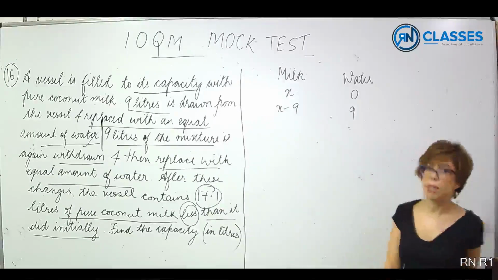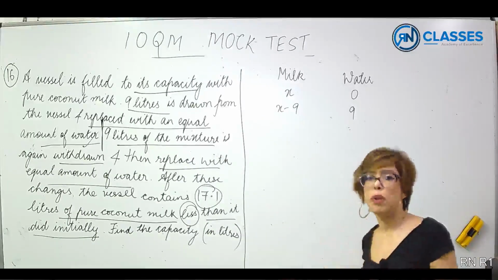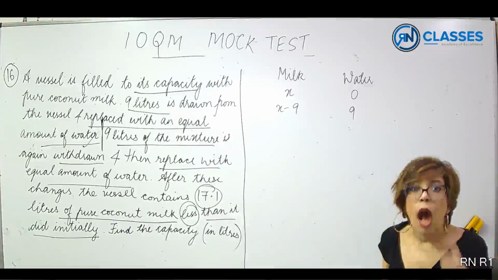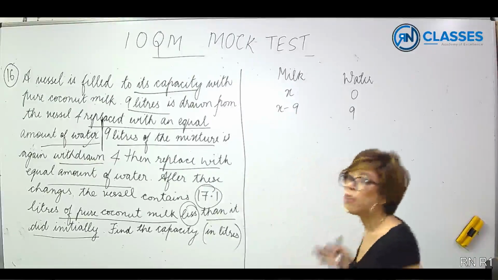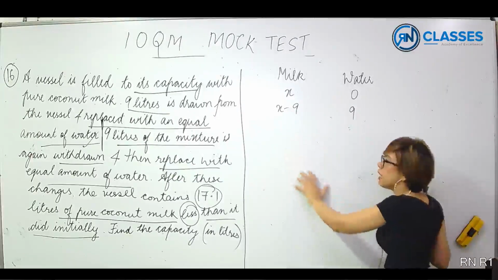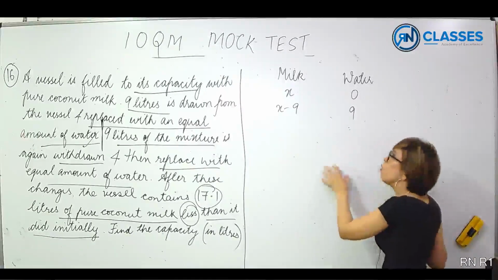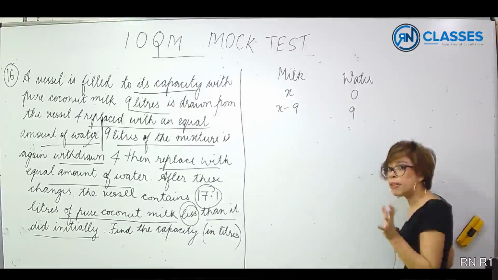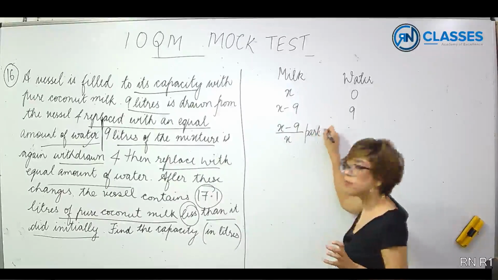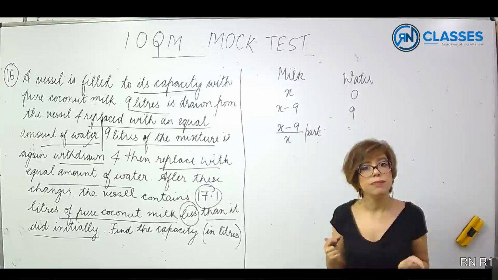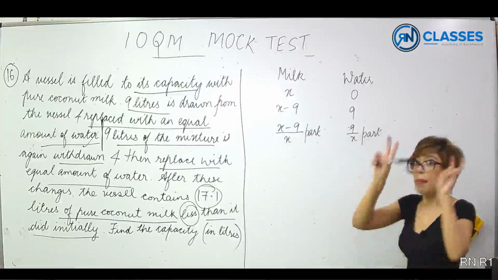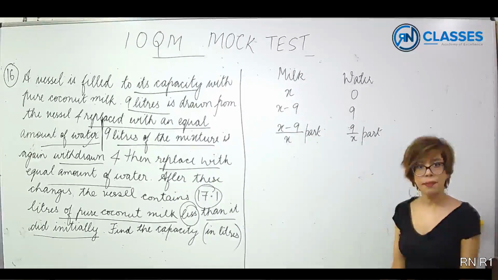Now since we are going to talk about the mixture, let me talk about milk as well as the water. If we want to talk about them individually, I will talk about parts of them. How many parts of milk is there, and how many parts of water is there? So if the total capacity of the vessel is x, and I know that we have x minus 9 liters of milk, that means (x minus 9) by x part of the vessel has milk, and the remaining one, that means 9 divided by x, is the part of the capacity of the vessel that has water in it.